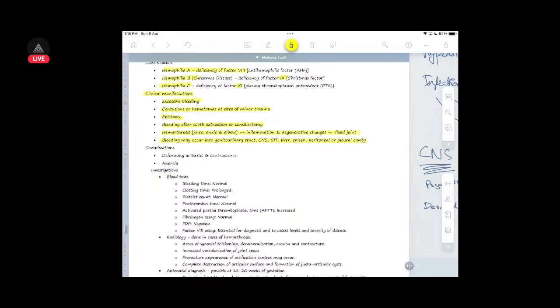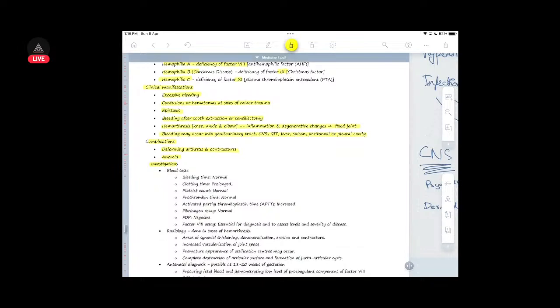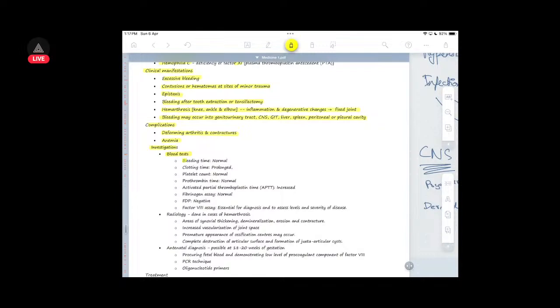Have fixed joint. So complications: deformity, arthritis, contractures, anemia, etc. Investigations: you do blood tests. Bleeding time will be normal, clotting time will be increased. It doesn't clot fast.